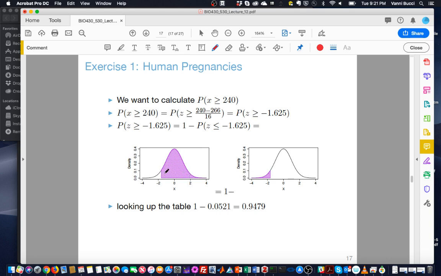The book gives us areas up to a certain value. So this is going to be equal, because the distribution is symmetric, to 1 minus the probability that z is less than 1.625. So if we look at the table, the probability of 1.625 is 0.9521, so 1 minus is about 94%.